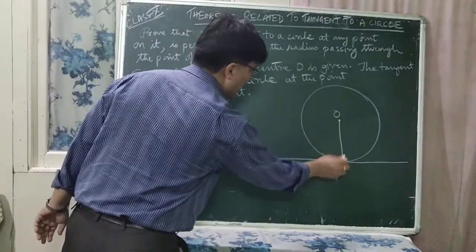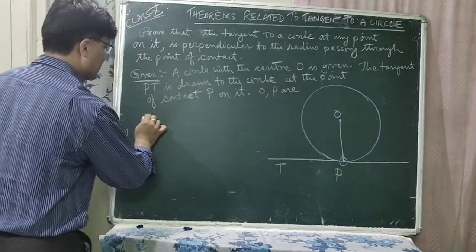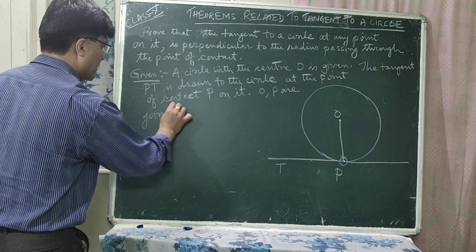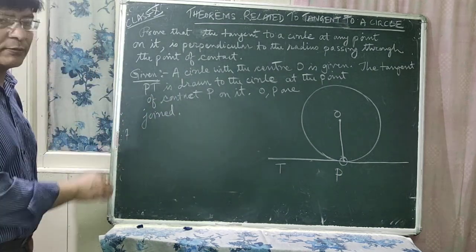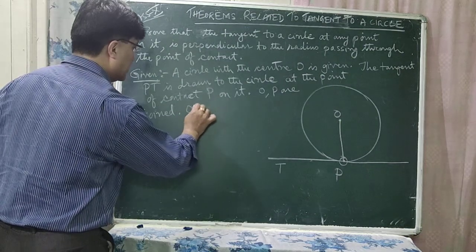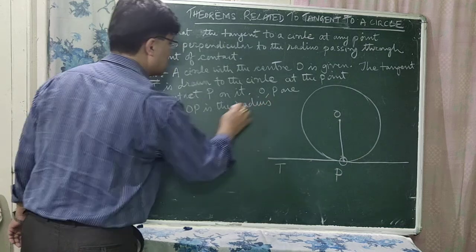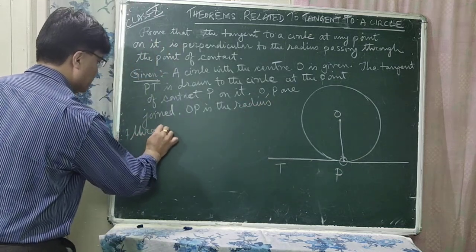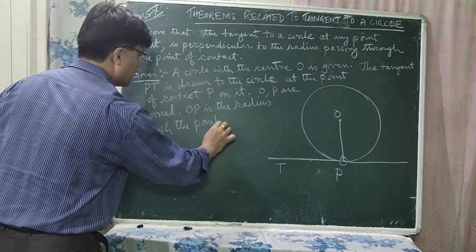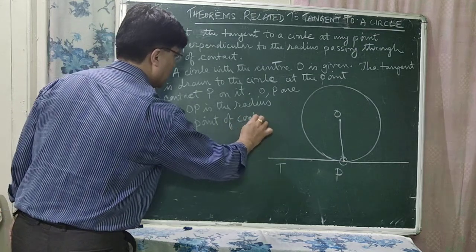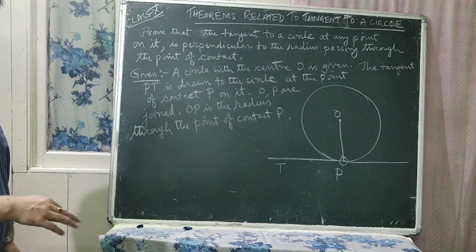Now O and P are joined. So what is OP here? OP is the radius through the point of contact P.